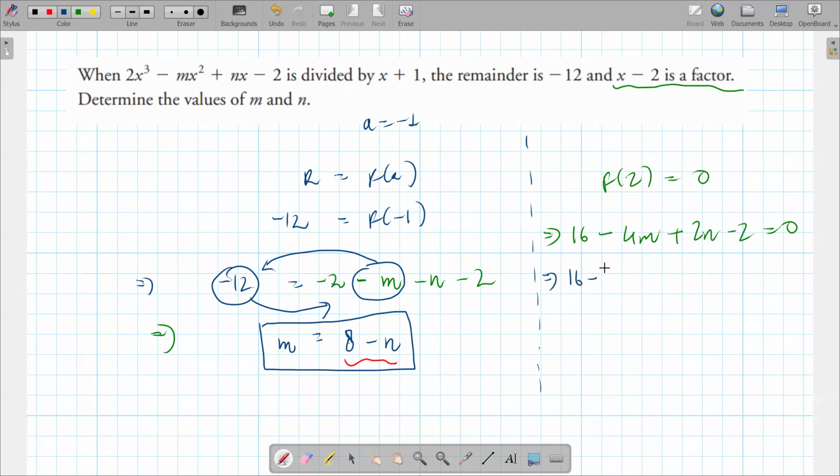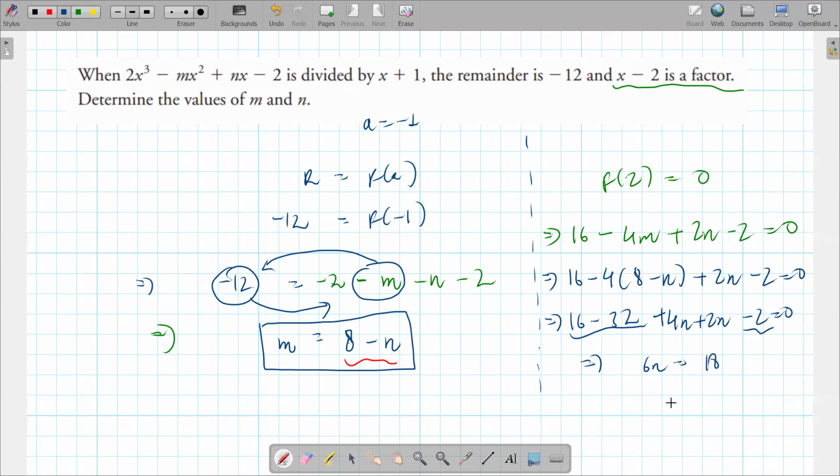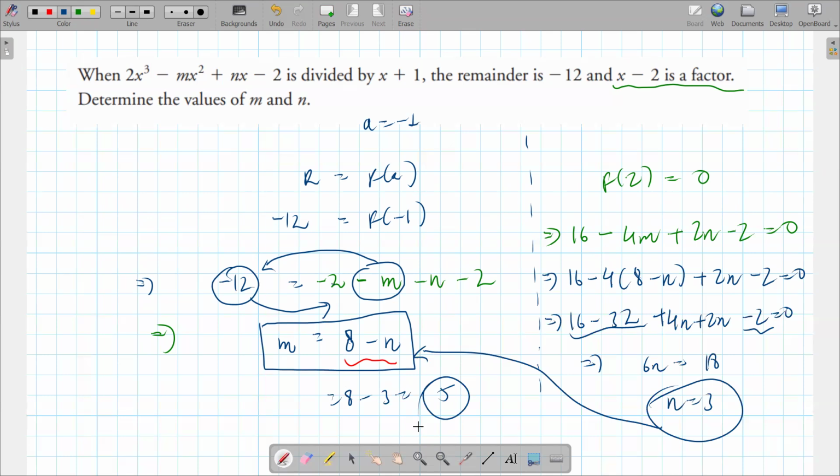So 16 minus 4 times 8 minus n plus 2n minus 2 equals 0. 16 minus 32, what's the next term? Plus 4n. Yes, plus 4n plus 2n minus 2 equals 0. 6n equals negative 16 minus 2, negative 18 becomes positive 18. So n is 3. Plug that n value back in here to find your m value, which is 5. And there you go. That's the answer to this question.